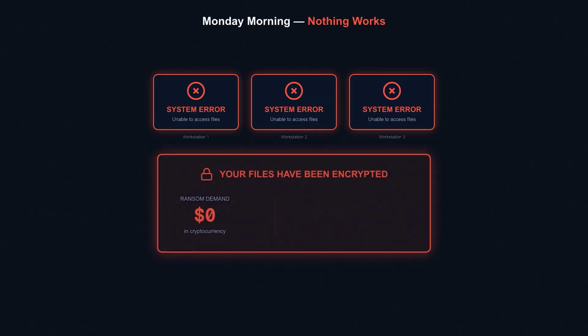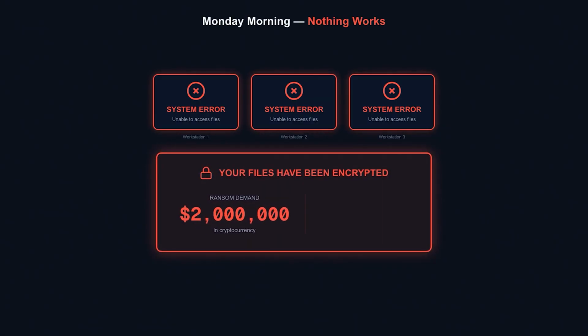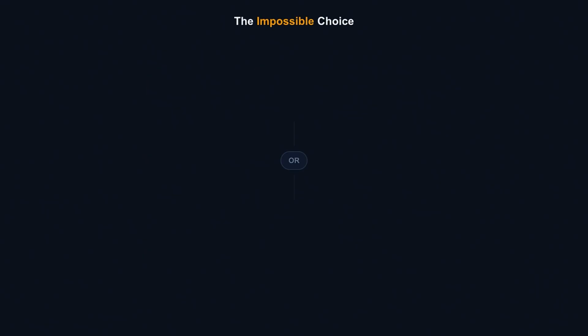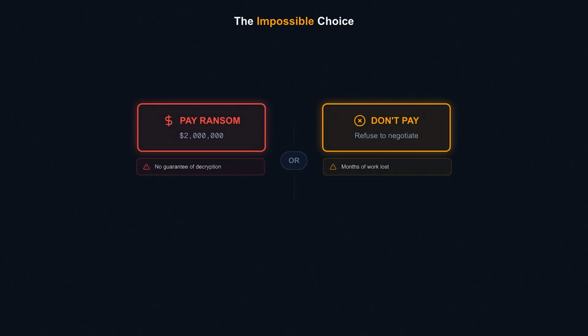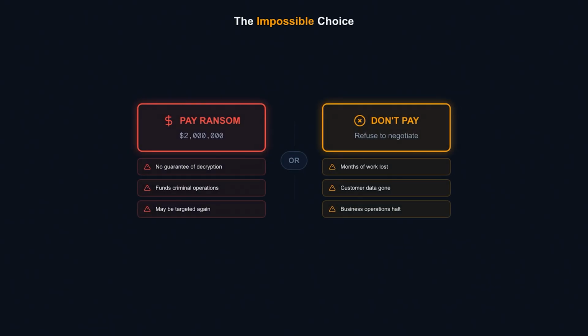Monday morning, employees arrive to find nothing works. The ransom note demands $2 million in cryptocurrency. The clock is ticking. Pay within 72 hours or the price doubles. The company faces an impossible choice. Pay criminals with no guarantee they'll actually decrypt the files, or lose months of work, customer data, and business operations.